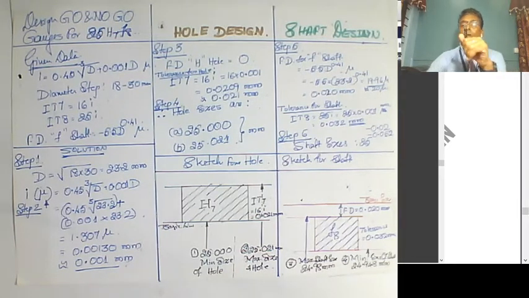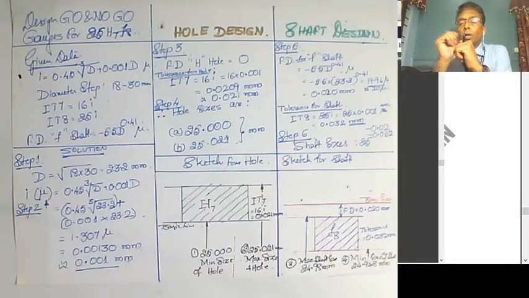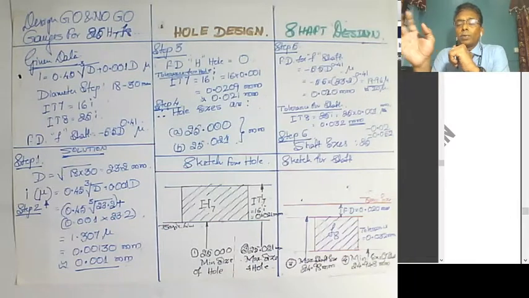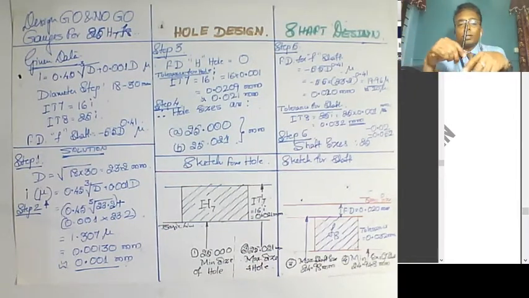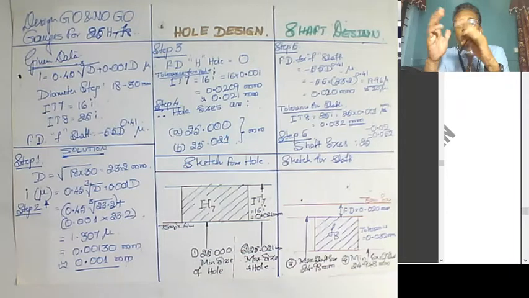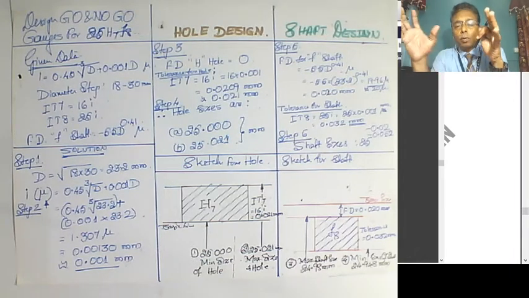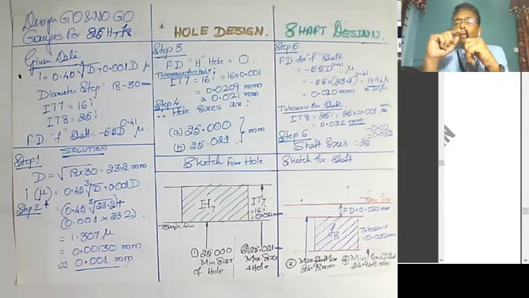Please pause this video, take your pen and paper and write down whether you get this value or not, 0.00130 mm. I have rounded it off to 0.001. This completes step 1 and step 2. Here you get around 2 marks for this step. Next, the first part is over, the second part is hole design. Step number 3, fundamental deviation for the H hole.